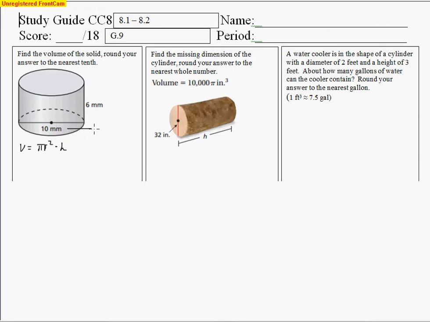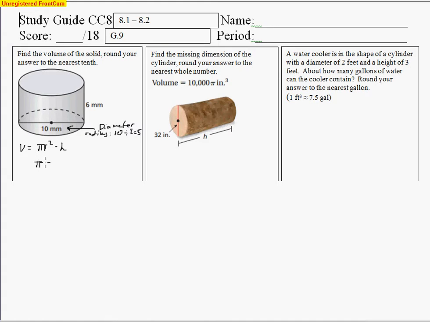The problem is that we don't have the radius. We have the diameter in this problem. The diameter goes from the curve of the circle to the curve of the circle through the center, so we need to find the radius. The radius is going to be half of that diameter. If the diameter is 10, we divide that by 2, and that gives us 5. That's the number we're going to substitute into our formula.